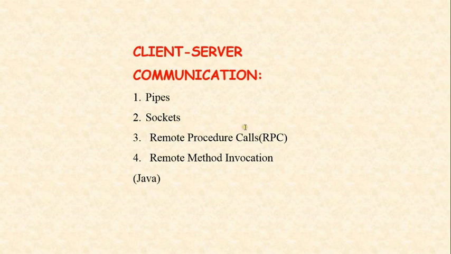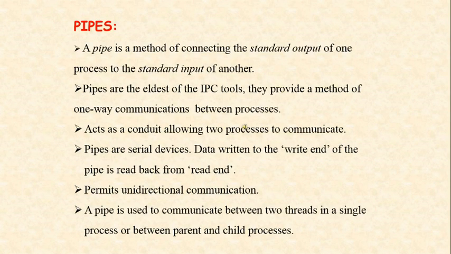And now coming to the pipe. So what is a pipe? Here, a pipe is a method of connecting the standard output of one process to the standard input of another process. Generally we know that a pipe has two ends. So when you create a pipe, we get two endpoints, one end in and the other end out.